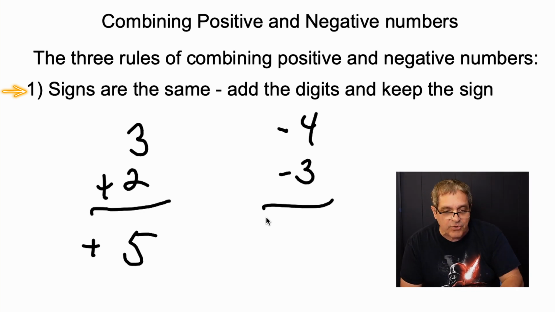So this is a negative 4 and a negative 3. The rule simply states when the signs are the same, and here they are the same, a negative 4 and a negative 3, you add the digits. Ignore these signs for now. Just add the digits. 4 and 3 is 7. And now it says keep the sign. So since they were both negative, it's negative.